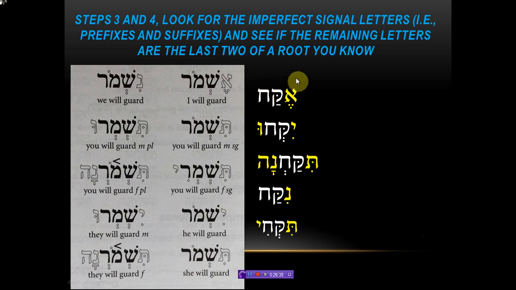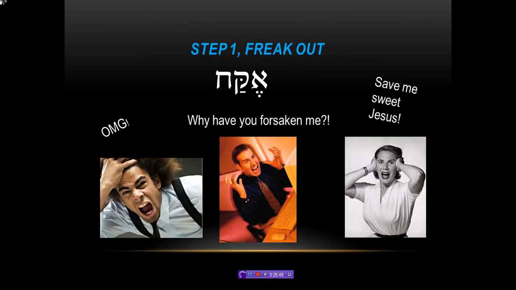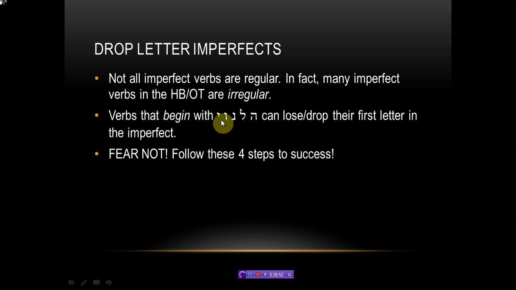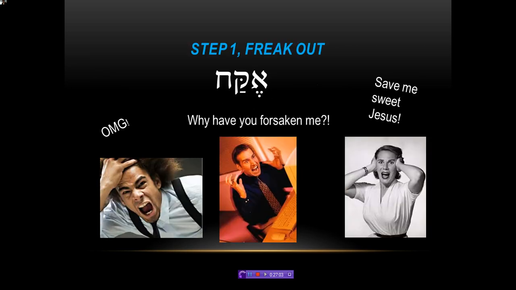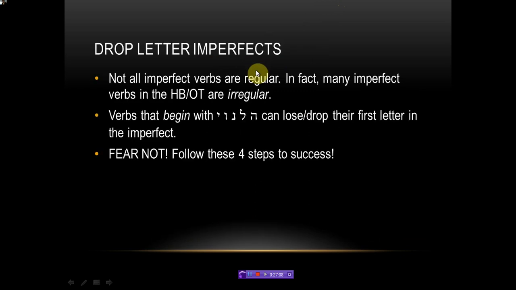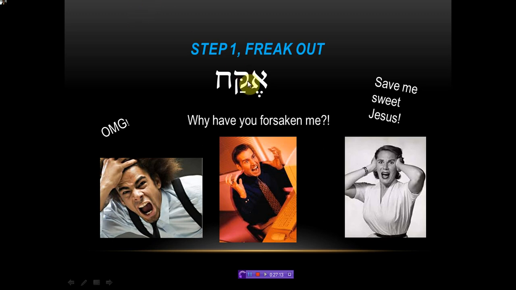And so let's see if you can figure out what this root might be. You know the aleph is an imperfect. Now remember back to the first step. Verbs that begin with yod, vav, nun, lamed, and hey often lose their first letter. So do you know any words that begin with one of those 5 letters, yod, vav, nun, lamed, or hey, that also end with kof and chet? Can you think of one?